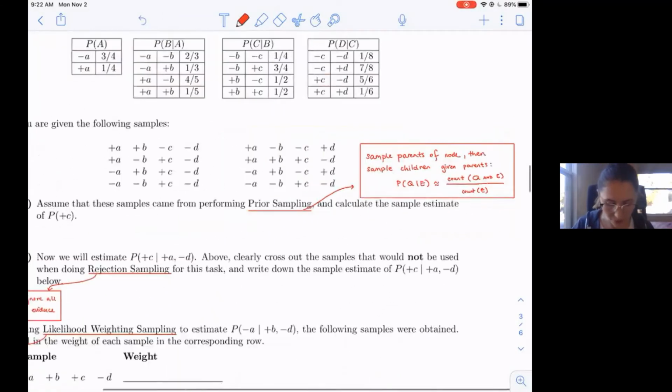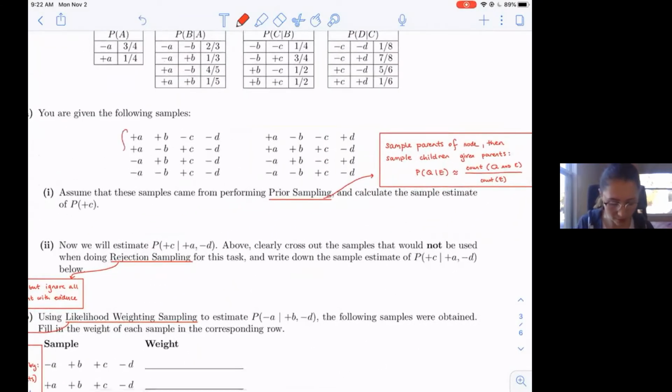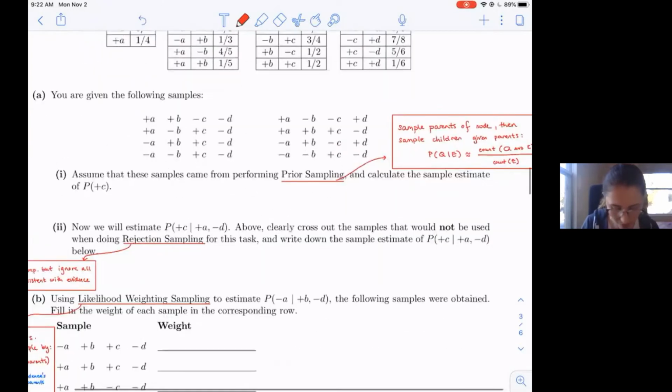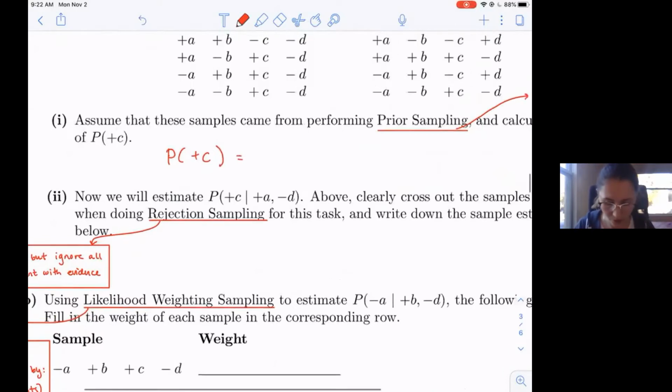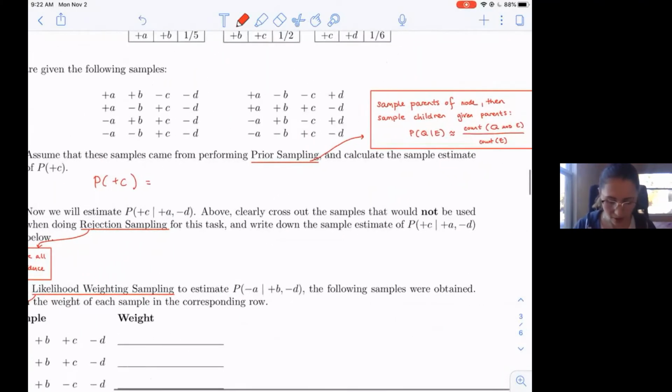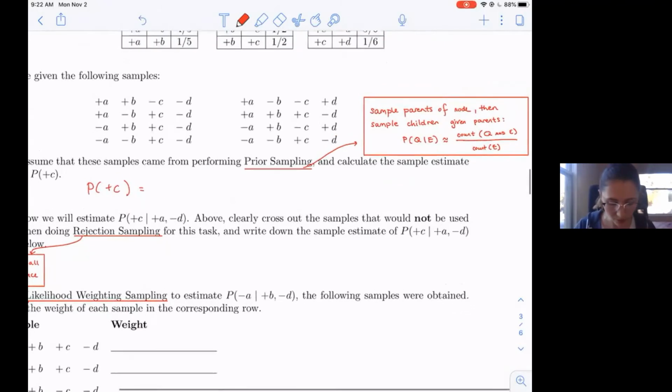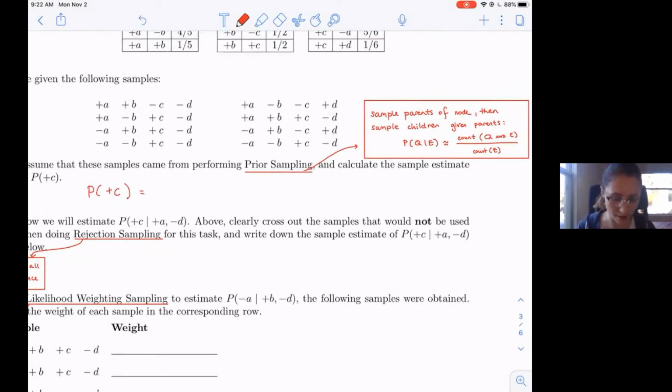In this case, we're told that we're given already all these samples. So these samples came from doing this procedure of sampling the parents of a node and then sampling the children given its parents. And now what we want to do is calculate the sample estimate of P plus C. Well, in this case, we're trying to compute P of plus C, and there's no evidence. So there's no E involved here. And all that really means is that we're basically just going to be counting up the number of samples here that match plus C, and then divide them by the total number of samples that we took.